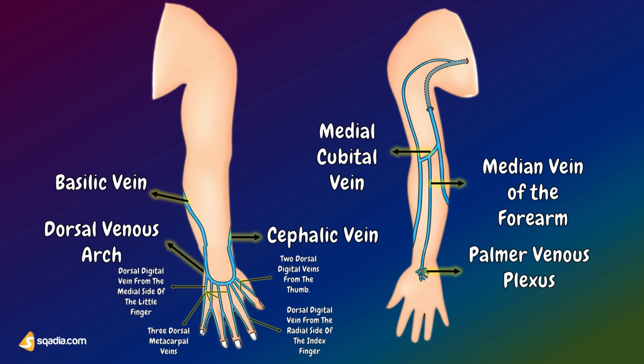The palmar venous plexus is drained by the median vein of the forearm. This vein ascends on the front of the forearm and ends in the basilic vein or the median cubital vein. That concludes our discussion on the superficial veins of the upper limb.